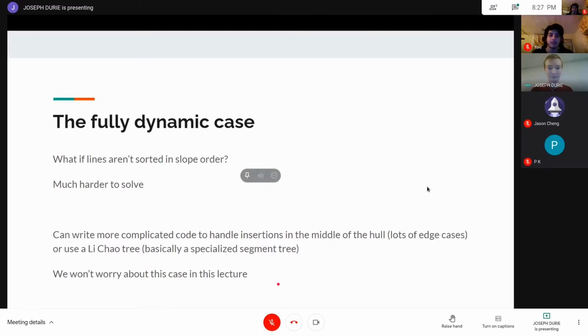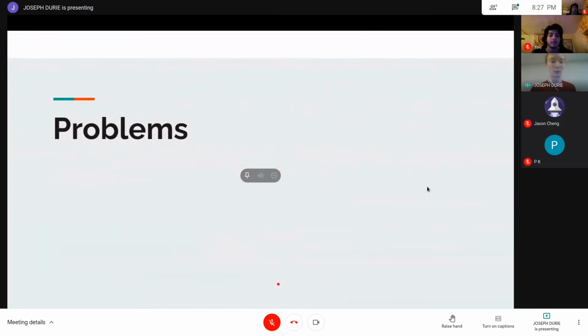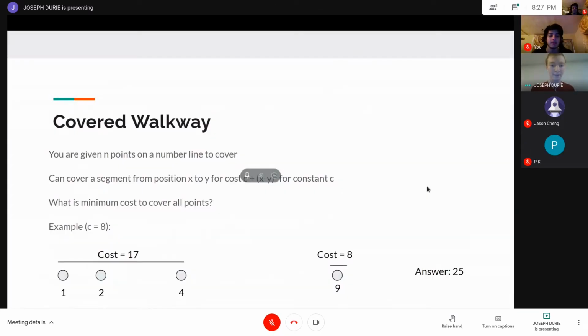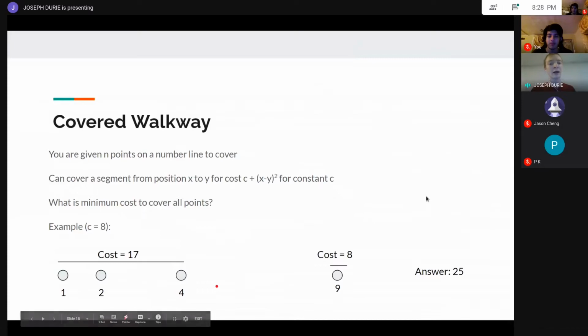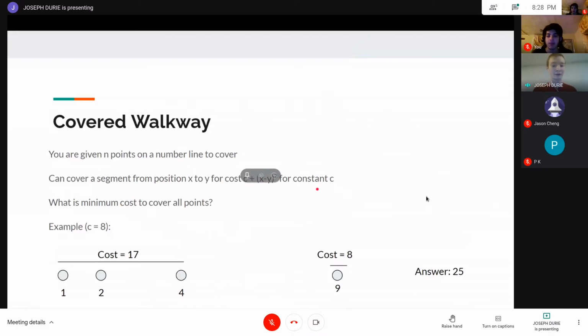Okay. So now we can get into the problems. All right, so first problem is covered walkway. So you have to cover points on a number line, and you can cover a segment from position x to y for cost c plus (x minus y) squared, where c is some constant that you're given. And you want to know what's the minimum cost you need to cover all the points.